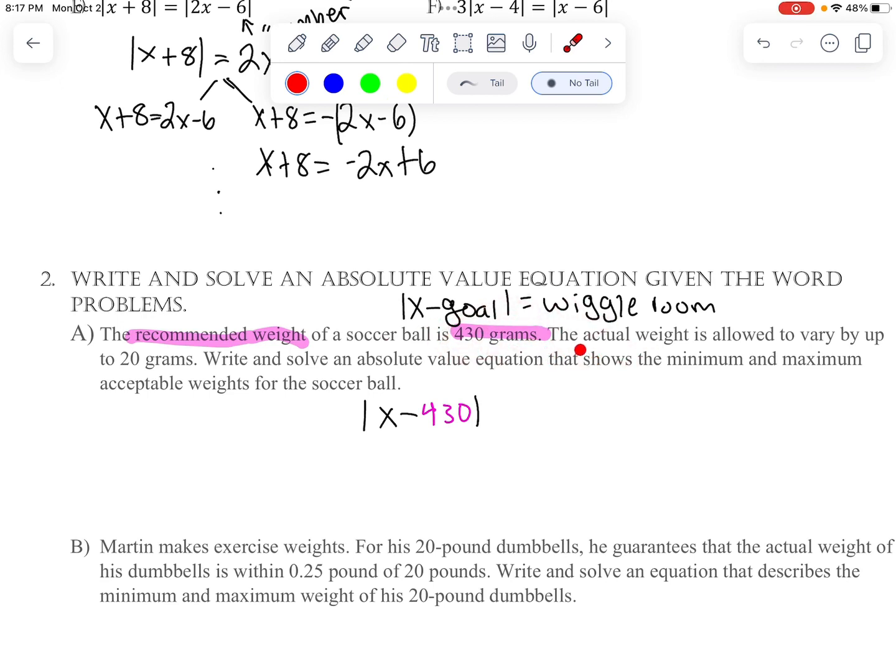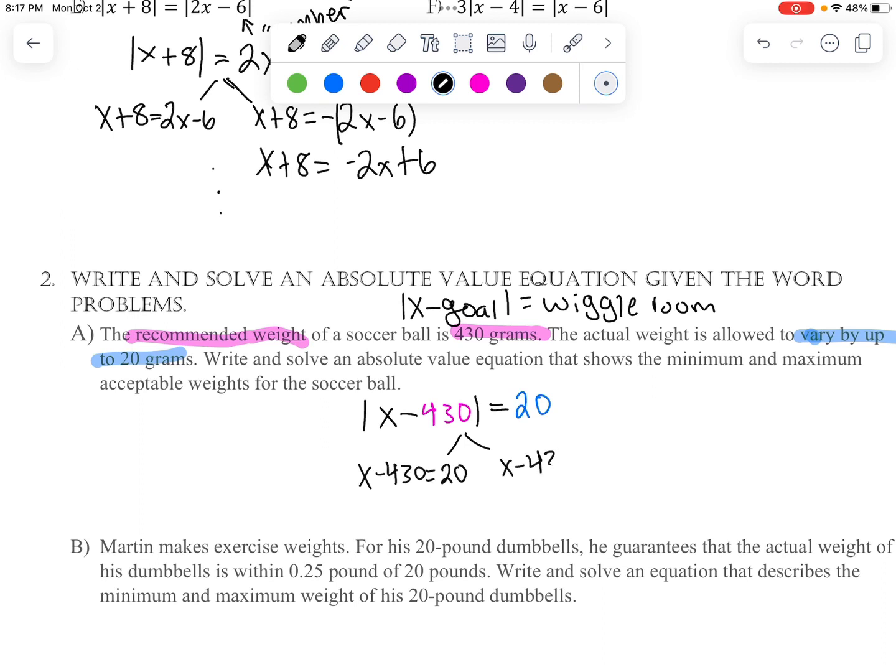But it also says, since we're in the real world and we're not perfect, the actual weight is allowed to vary by up to 20 grams. So what that tells me is, since we're not in a perfect world, we're allowed to wiggle. So we will have our equal sign, and our wiggle is 20 grams. From here, we'll treat this like a normal absolute value equation. We'll have x minus 430 is equal to positive 20, and x minus 430 is equal to negative 20, and then you would solve like normal. Okay, so that's a quick review on how we work absolute value equations.